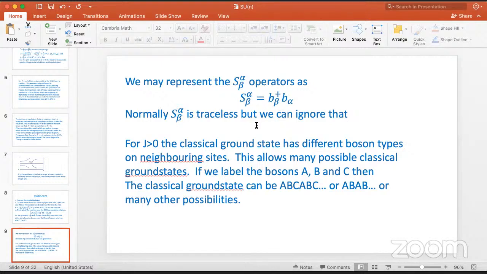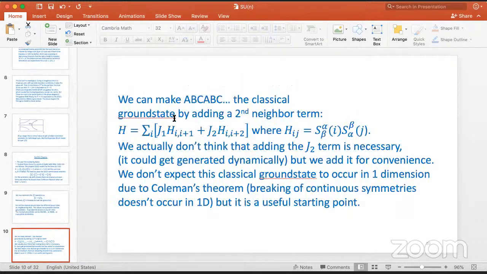So for J positive, the classical ground state has different boson types on neighboring sites. This allows many possible classical ground states. So if we label the bosons A, B, and C, the classical ground state can be ABC, ABC, or AB, AB, or many other possibilities. We can make ABC, ABC the classical ground state by adding a second neighbor term. So we add a J2 term, H_{i,i+2}, where H_{ij} is S^{αβ}_i S^{βα}_j.